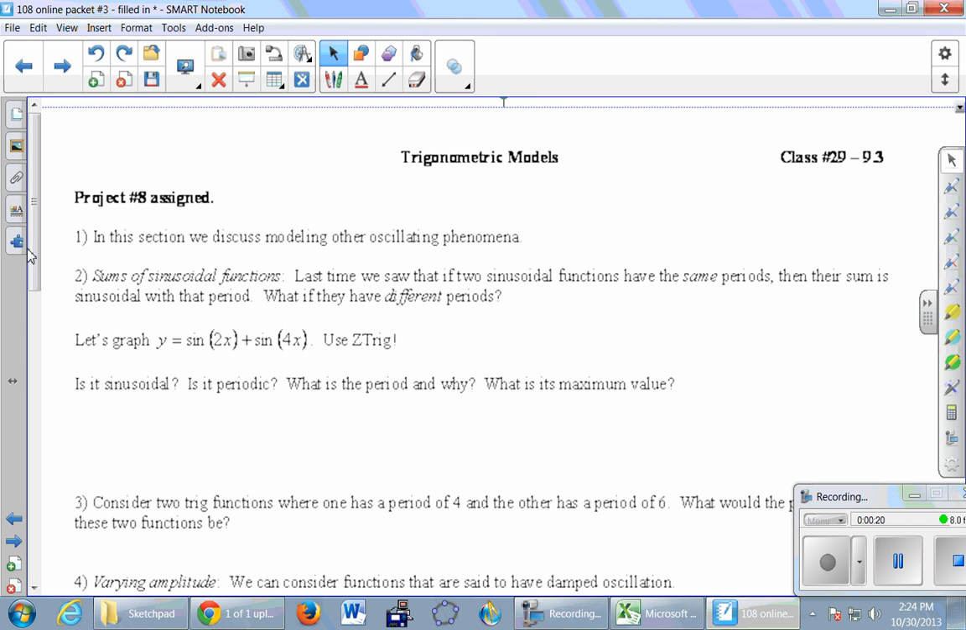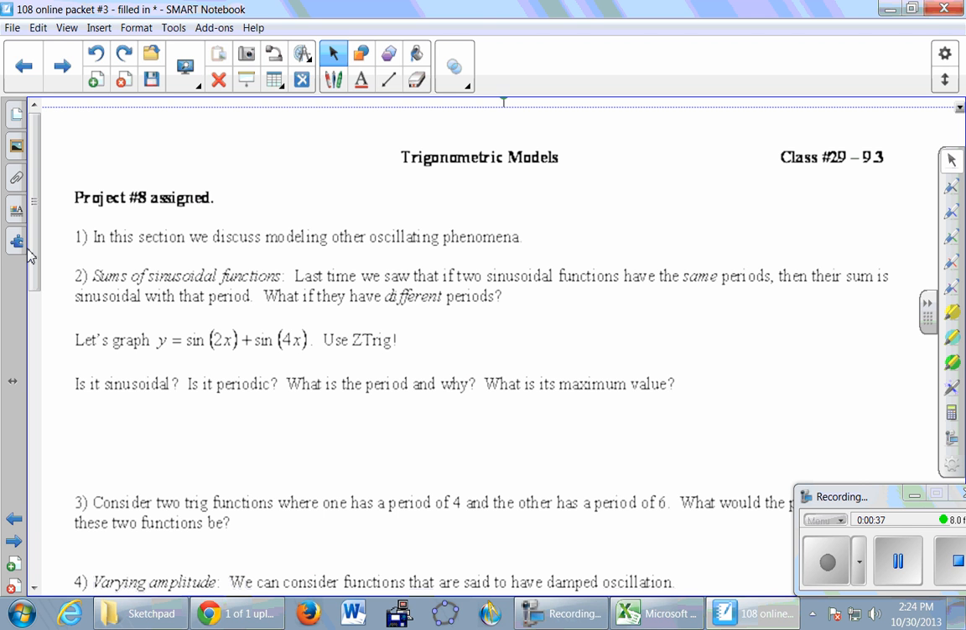So here at the top of the notes, in this section we discuss modeling other oscillating phenomena. Number 2, sums of sinusoidal functions. Last time we saw that if two sinusoidal functions have the same periods, then their sum is sinusoidal with that period. What if they have different periods?